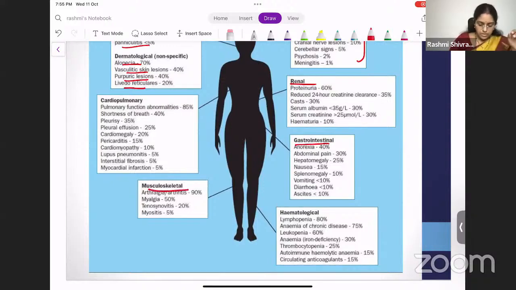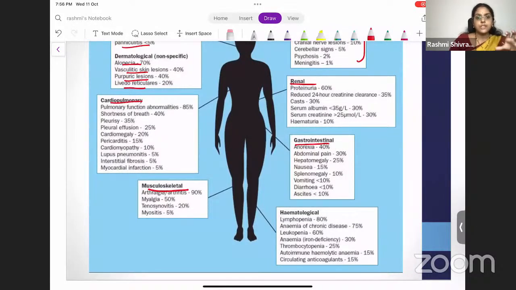Musculoskeletal: arthralgia, arthritis, tenosynovitis, all these are very, very important. Mainly myalgia will be there. Arthritis and arthralgia are very, very commonly associated with SLE. Then cardiopulmonary. Pulmonary manifestations, there will be serositis. So you will have pleural effusion, pleuritis. In cardiology, cardiac manifestation, pericarditis, again serositis will be there.